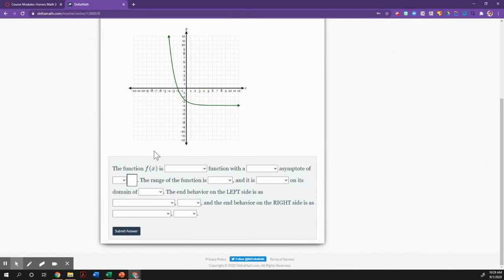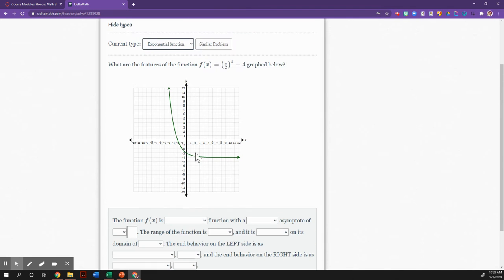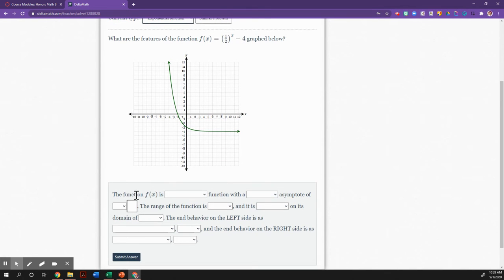Now this is everything we talked about in the video, maybe a little bit more. You just need to go slowly with it. So the first one's going to be easy. It says the function f of x is, and you select the drop down. Well, that's a dead giveaway because I want you to do the ones that are only exponential, not logarithmic. So the function f of x is an exponential function with a blank asymptote of what?